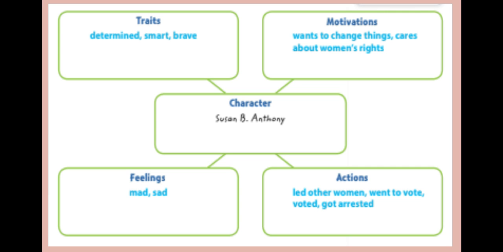Her motivations were that she wanted to change things. She cares about women's rights. She led the other women, just like I said before. She went to vote, voted, and then got arrested. She felt mad and sad that women weren't allowed to vote. So the 3 traits I came up with were determined, smart, and brave.